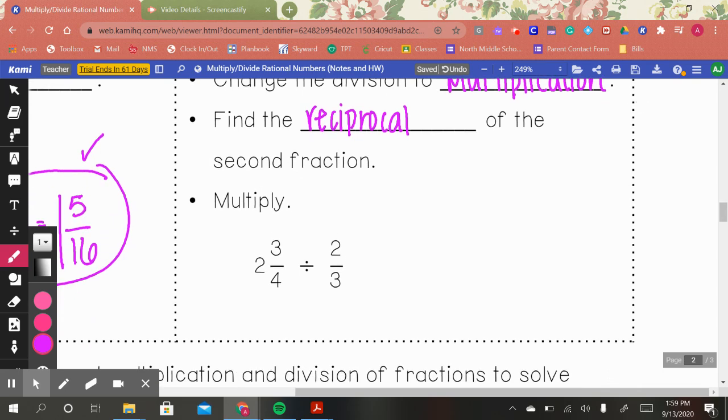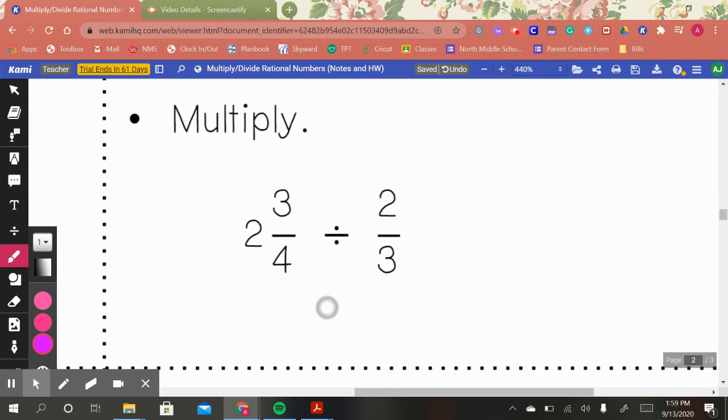All right, so let's look at the first fraction. We need to change this, so we need to rewrite the first one in an improper fraction. 2 times 4 is 8. 8 plus 3 is 11. So I'm at 11/4 divided by 2/3. And again, this should be a review for you from 6th grade.